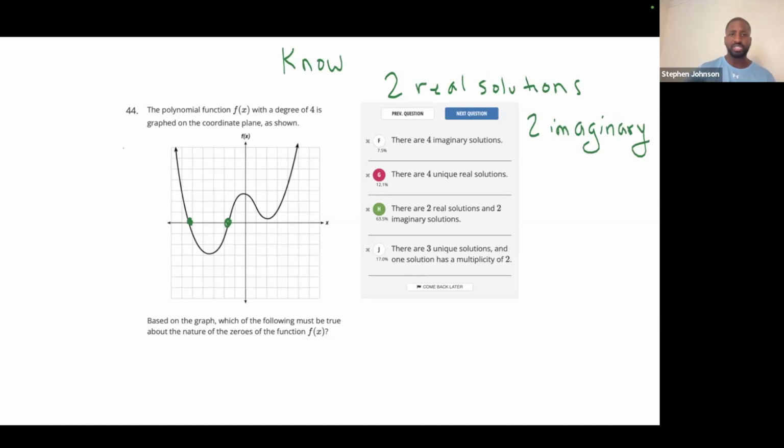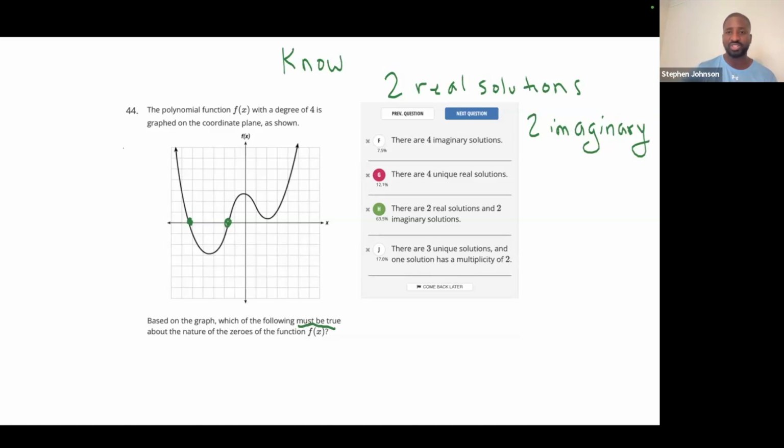So the polynomial function f of x with a degree of 4 is graphed on the coordinate plane as shown. The question goes on to say, based on the graph, which of the following must be true? I always pay attention to "must be," because if the wording of the question says must be, there may be answers that could be true. So I want to be very careful not to choose the could be's and make sure I choose the must be answer. So based on the graph, which of the following must be true about the nature of the zeros of the function f of x?